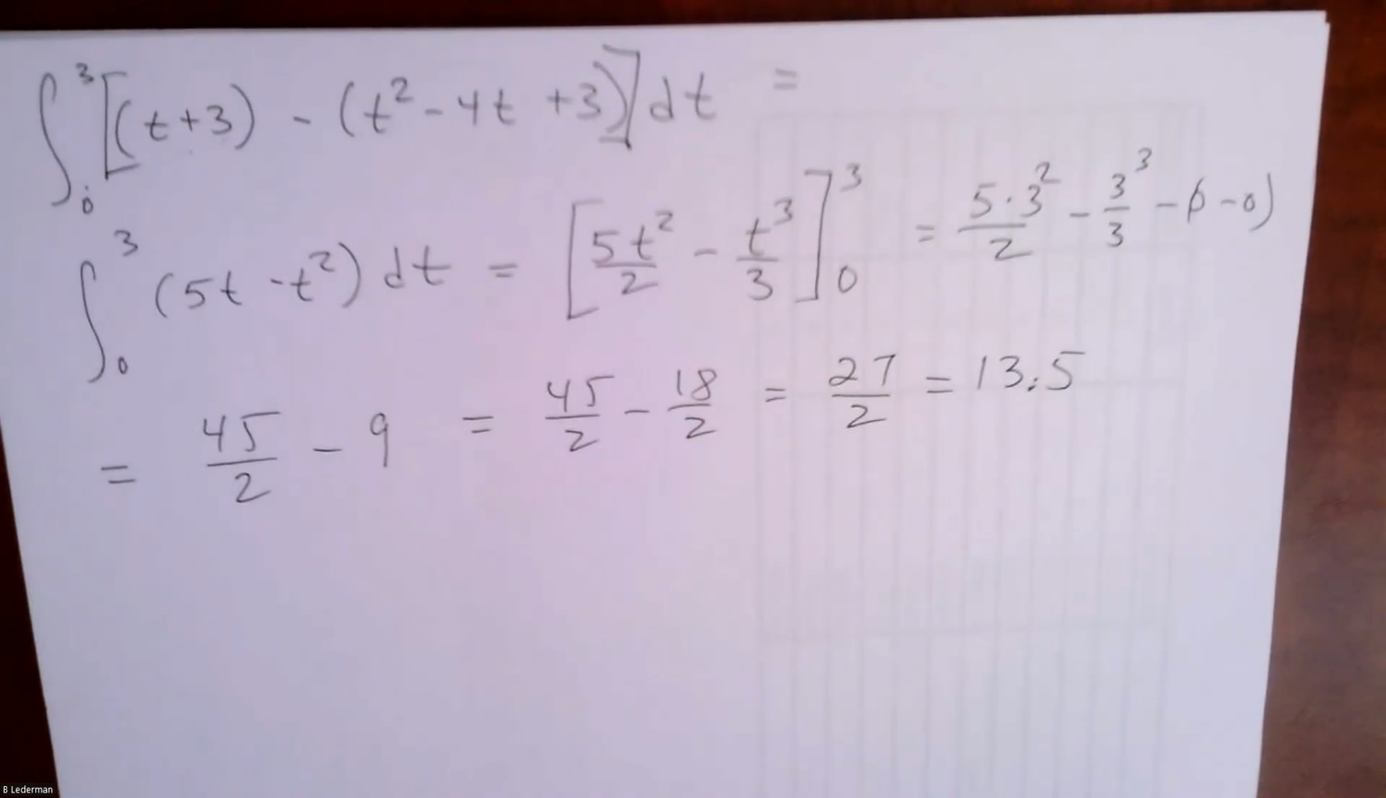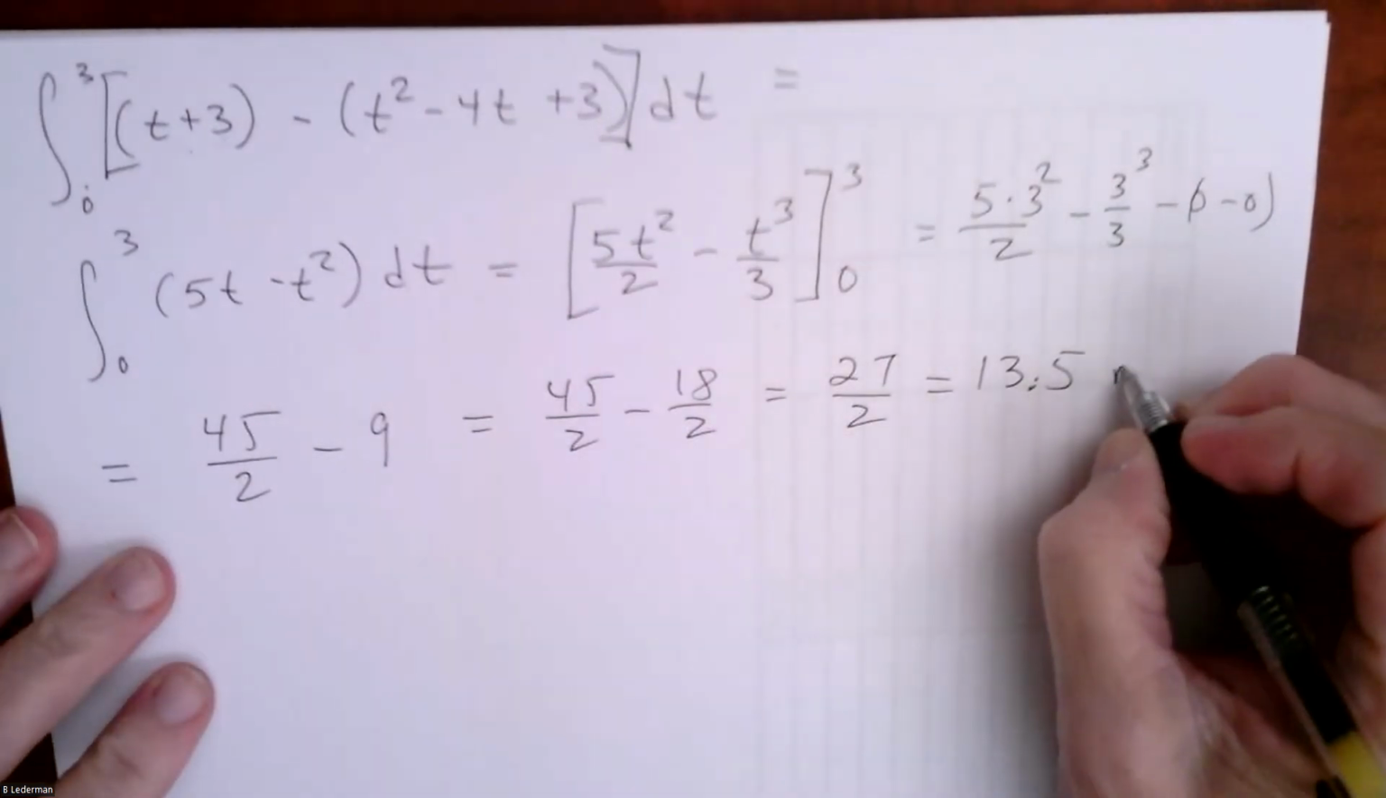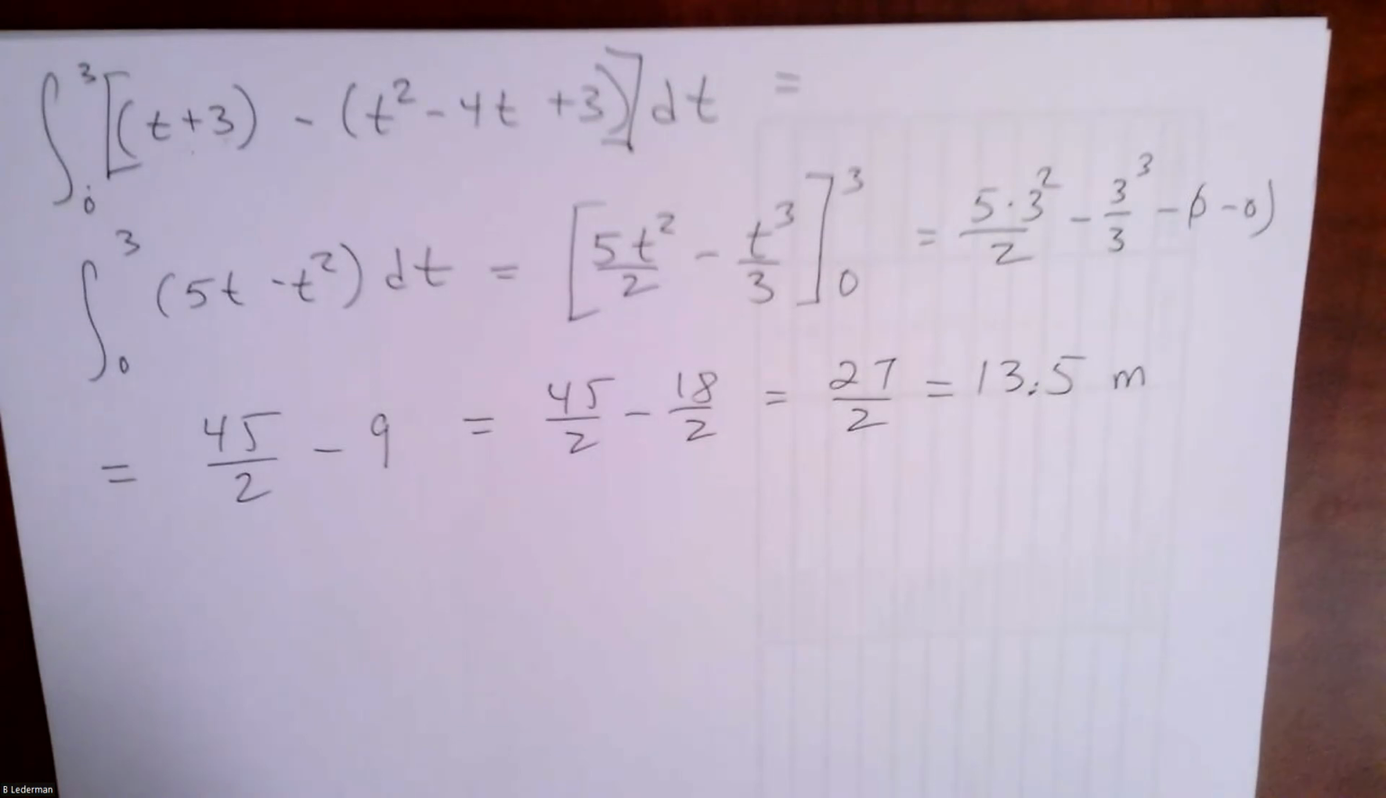Well, let's remember, we said that the area between the velocity curves was going to be the difference in the distance. So we're talking distance here, and the original problem was in meters per second. So this is going to be 13.5 meters, and that is that.